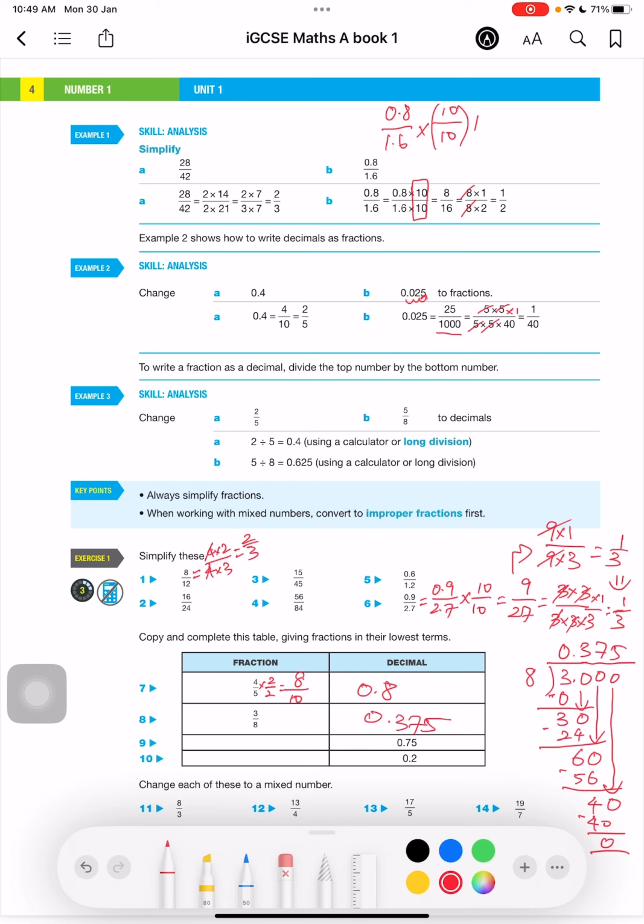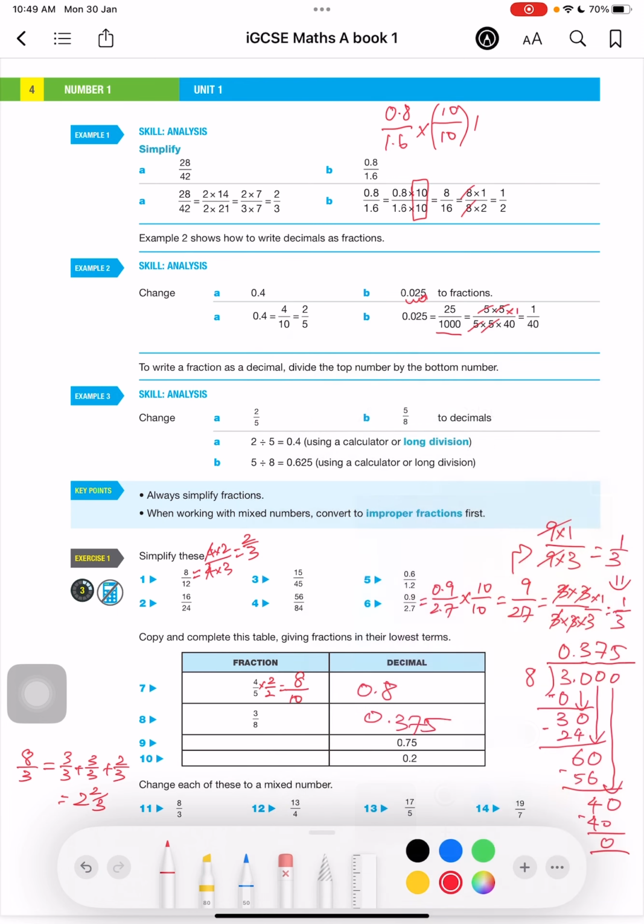Okay, so let's move on to the mixed number. We will start with question 11. You have 8 over 3. Like I mentioned at the start, find the unit whole, which is basically 3 over 3, which is 1, plus 3 over 3 plus 2 over 3. You realize in this case, 3 plus 3 gives you 6, plus 2 gives you 8. So this is 2 wholes and 2/3 for number 11.